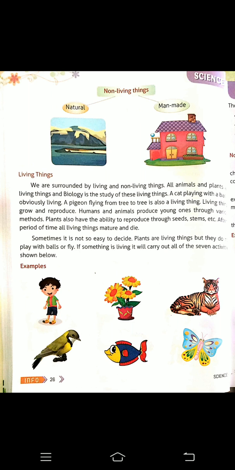See, a cat will be playing with the ball. So cat is a living thing and ball is a non-living thing. Next, a pigeon will be flying from tree to tree. So pigeon is a living thing and tree is also a living thing. Living things grow and reproduce. Humans and animals produce young ones, meaning babies, through various methods. Plants also have the ability to reproduce, how? By seeds, stems, flowers, fruits and all. After a period, all these living things mature and they will die.